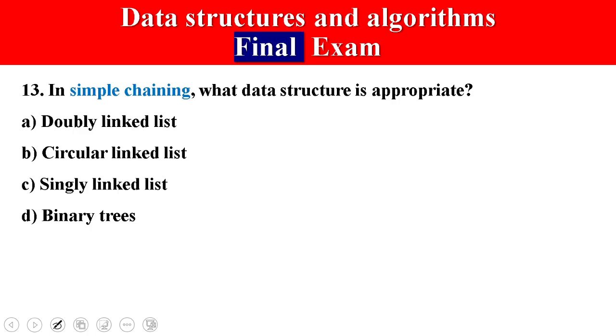Question number 13. In simple chaining, which data structure is appropriate? Double linked list, circular linked list, single linked list, binary tree. Double linked list is not correct. C, a single linked list, is appropriate for simple chaining applications.